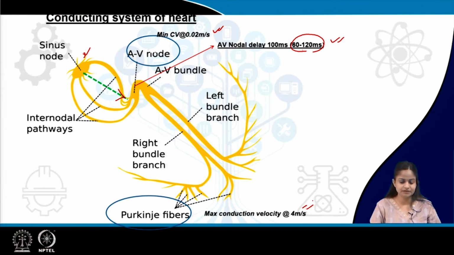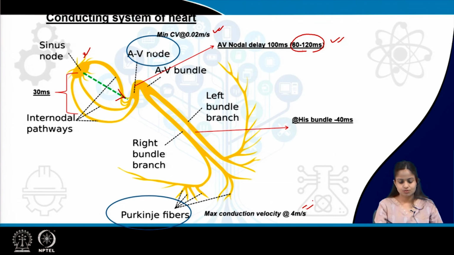Now, after the passage of the impulse through the AV node or the AV bundle, it will pass through the bundle of His. At this level of the bundle of His, the time taken is 40 milliseconds.